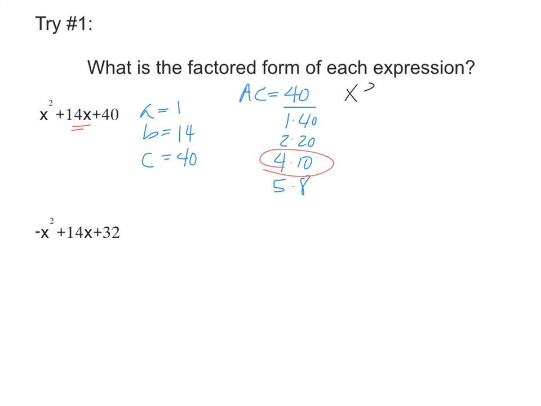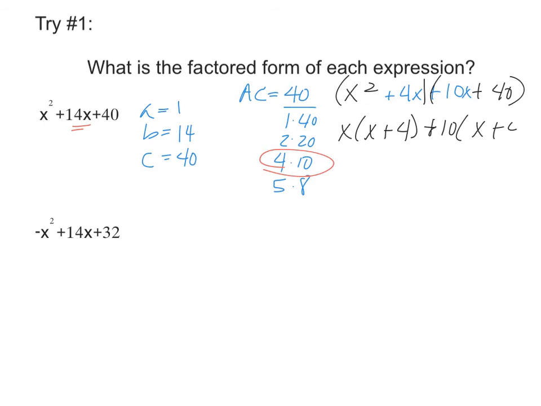So let's write the beginning. So we have x squared and we have a 40. Then we need to replace it with 4x and 10x. So 4x and 10x. Okay, we're going to group and group. And so I can take from x squared and 4x an x, and I'm left with x plus 4. The greatest factor of 10x and 40 is 10. And I'm left with, again, x plus 4. So I did well. Those factors are the same, so x plus 4 is one of the factors, and the other one is x plus 10. And we're done.